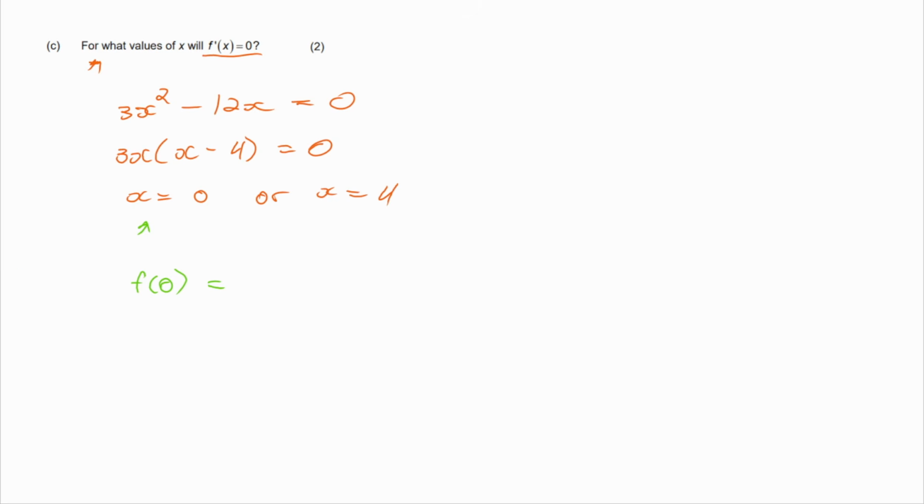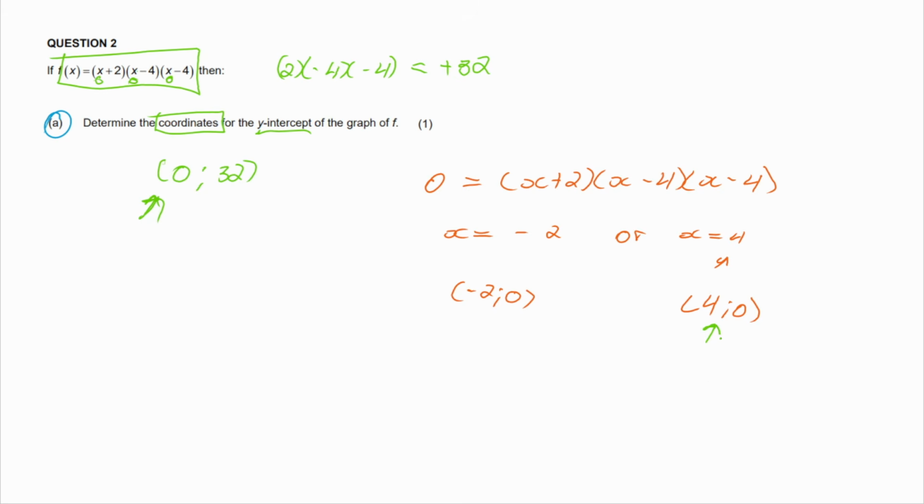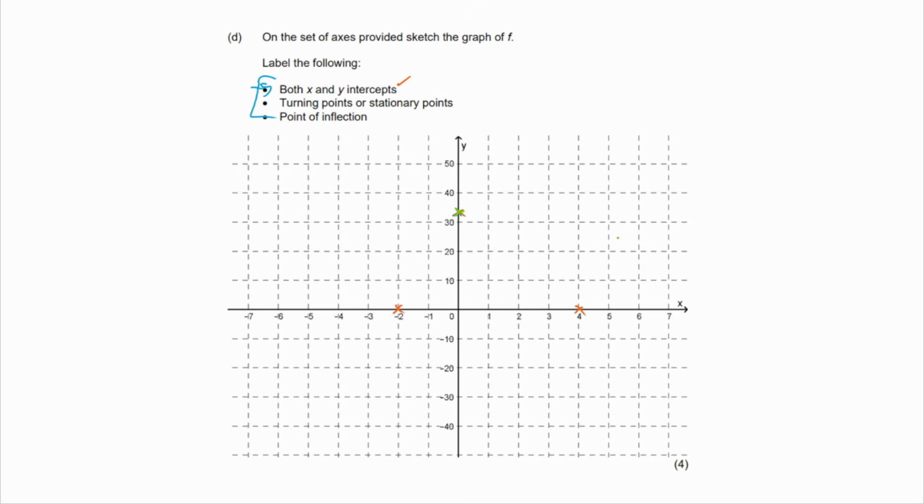Okay, and we know that there's a turning point over here when x is 4. But what happens when x is 4? Y equals 0. So we've already plotted it. So we know we turn over here. Okay, we turn over there and we turn over here. Okay.